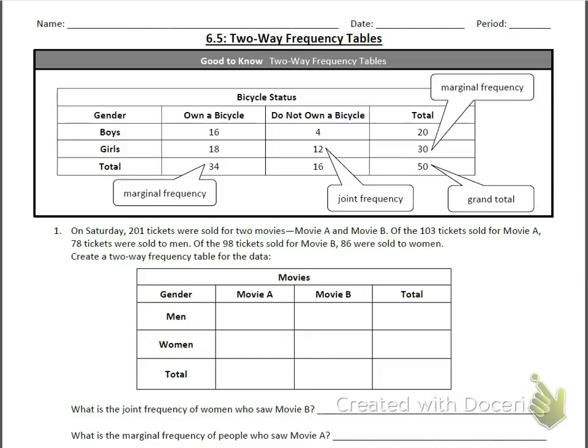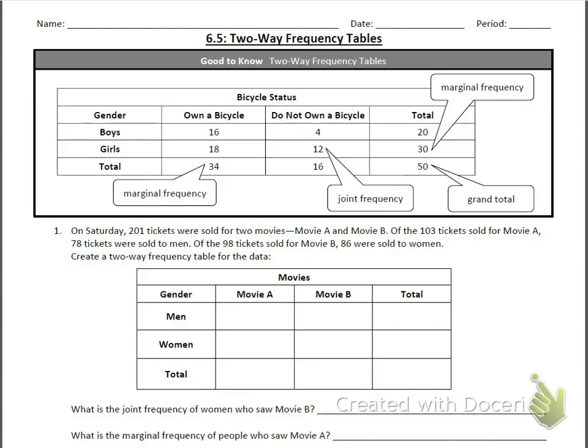Okay, so for our actual notes, there's a lot of vocabulary in this section, but I tried to simplify it as much as possible. So these boxes that have the little bubbles and the arrows going to different things are going to help you remember what it is we're talking about. So we're first going to talk about the generic two-way frequency table.